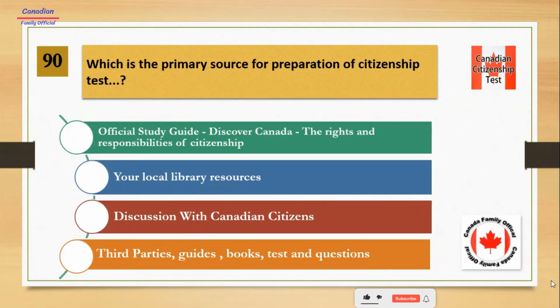Which is the primary source for preparation for the citizenship test? Number 1, Official Study Guide, Discover Canada, The Rights and Responsibilities of Citizenship. Number 2, your local library resources. Number 3, discussion with Canadian citizens. Number 4, third-party guides, books, tests and questions. And the answer is Official Study Guide, Discover Canada, The Rights and Responsibilities of Citizenship.